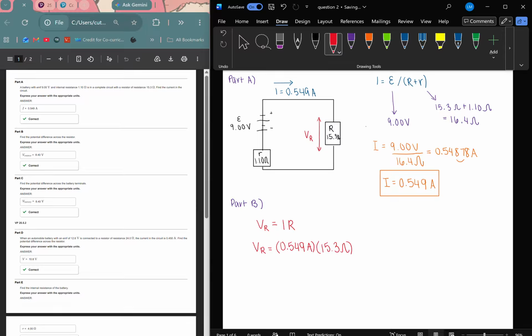0.549 times 15.3, and I got the answer as 8.3997. We're going to round it, 8.4 would be. And so after we multiplied the current by the resistance, I obtained 8.40 volts. This voltage is only across the external resistor.